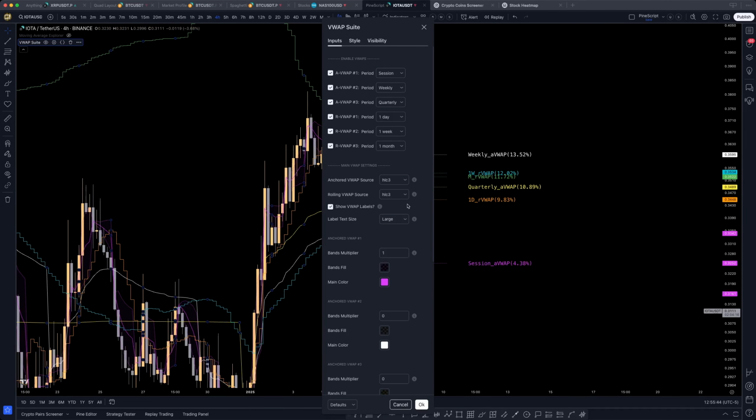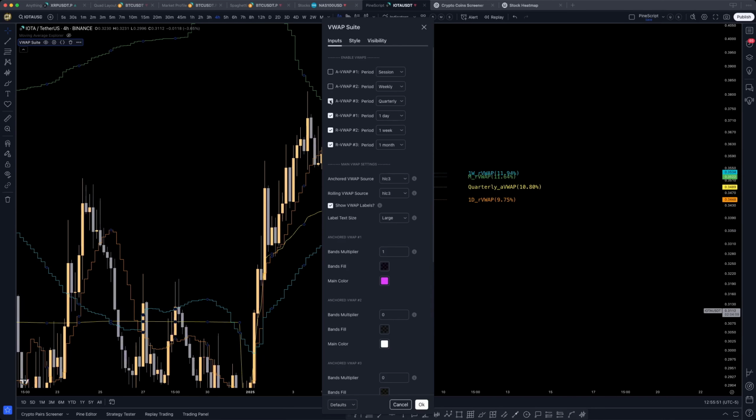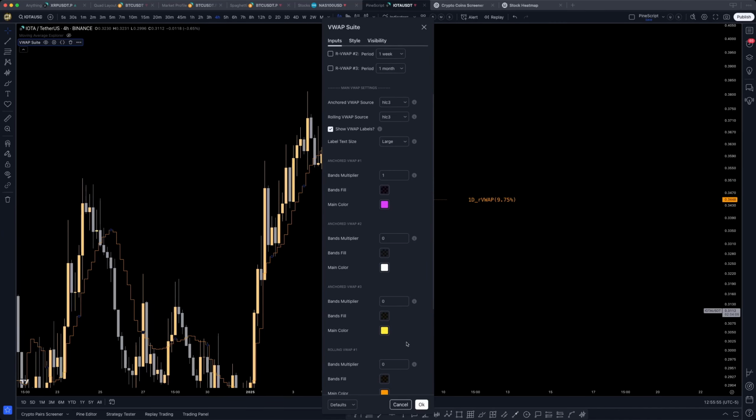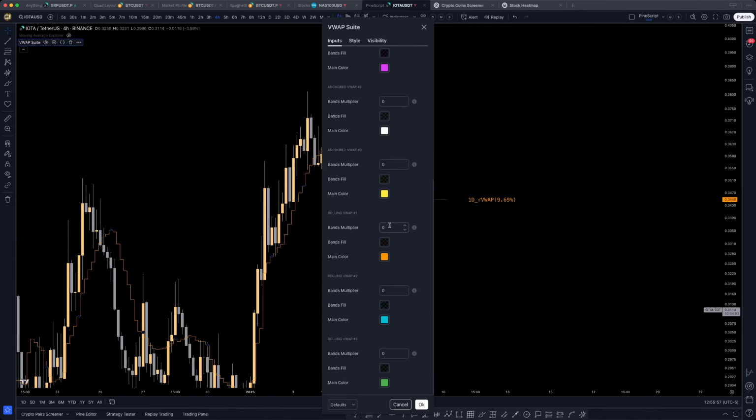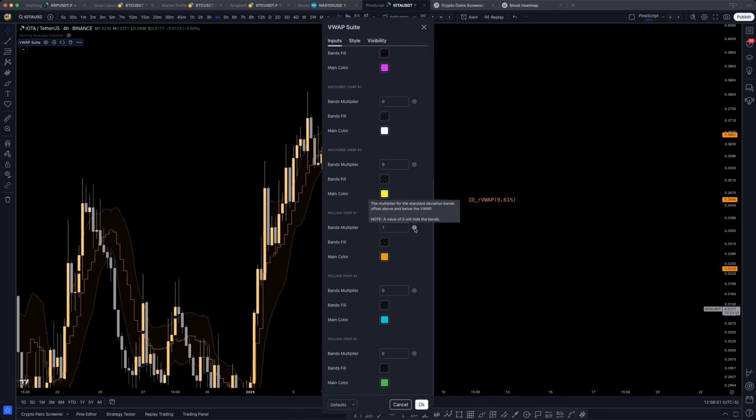If we go back into the settings here, you're able to add a multiplier. So if we disable these and just look at the 1-day rolling VWAP, we go down to the rolling VWAP 1. We could add a 1 standard deviation, and I added a little tooltip here. It just shows you that any value you put in there above 0 is going to give you a standard deviation outside of the VWAP.